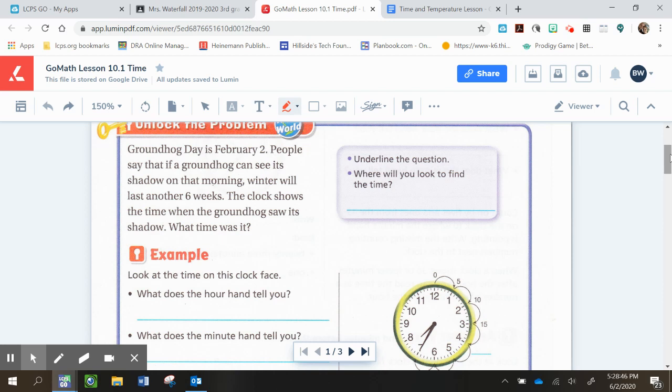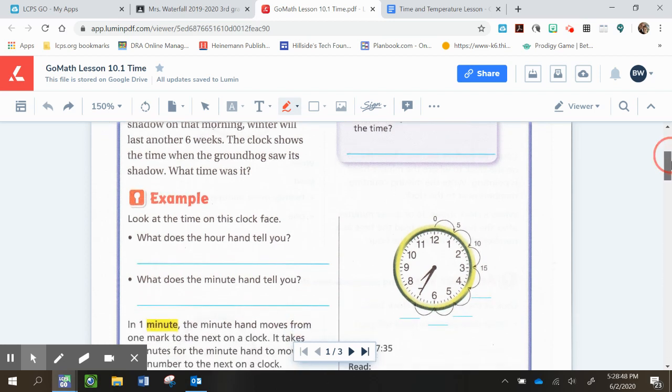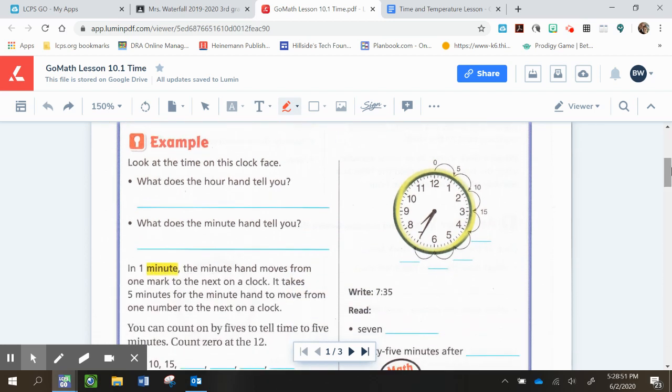What time was it? Okay, so we need to know the time that it was when the groundhog saw its shadow. So it says, what does the hour hand tell you? Well, our hour hand tells us, of course, the hour, and that it was 7, because if you look at our hour hand here, it's in between the 7 and 8. So it has passed the 7, but it hasn't reached the 8 yet. And the minute hand is telling us that it is actually on the 7 here, okay?